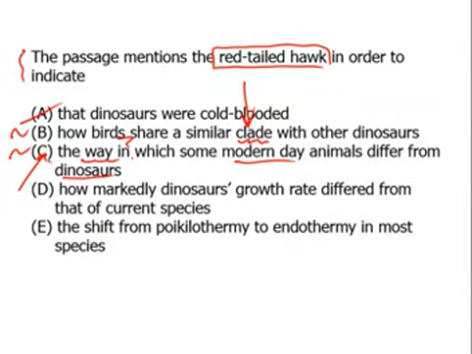So we're going on to D. How markedly dinosaurs' growth rate differed from that of current species? Archaeopteryx grew much slower than the red-tailed hawk, and that's why they're mentioning the red-tailed hawk, to show how different the growth rate was between dinosaurs and more modern species. And so D is a slam dunk answer. C is wishy-washy. We don't want to spend time trying to make it work. B, we don't even have to worry what a clade is now. Doesn't matter. And then E, we don't have to worry about big jargony words like poikilothermy. We'll get rid of that. And again, the answer is D.